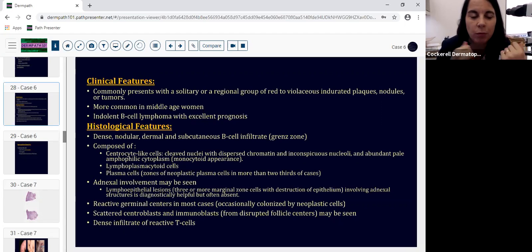And then you can see, which is very helpful, the lymphoplasmacytoid cells or frank plasma cells. You can see zones of neoplastic plasma cells in more than 2/3 of the cases. And we didn't mention it here, but you can sometimes see the intranuclear inclusions, the so-called Dutcher bodies, which are very, very rare, but if you see them, they're extremely helpful.